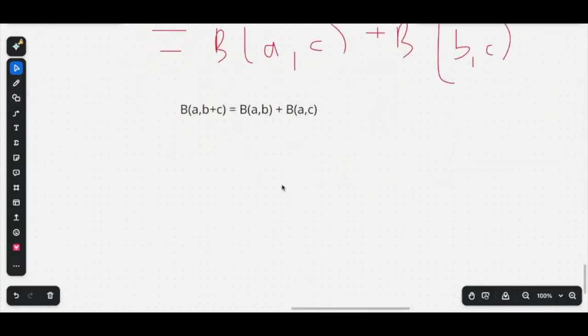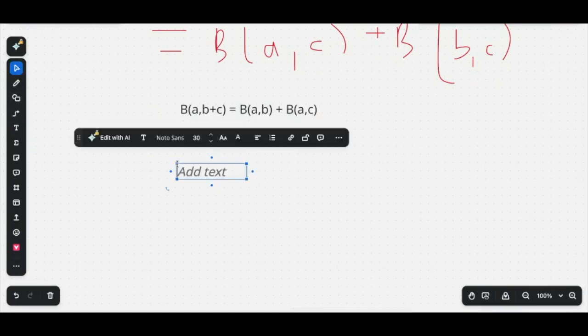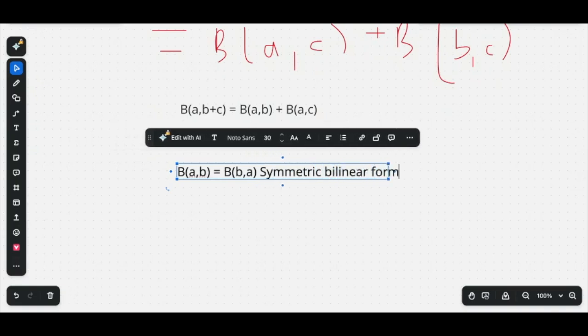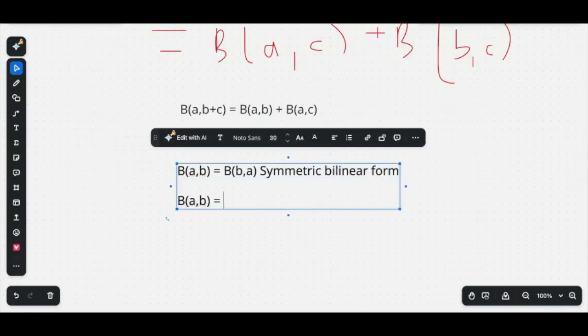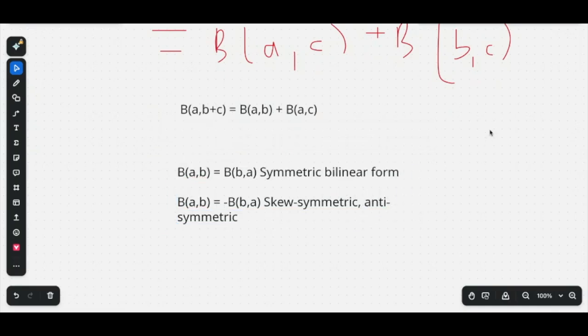Now let's look at if it is the case that B(A, B) is equal to B(B, A), then we call this a symmetric bilinear form. If B(A, B) is equal to negative B(B, A), then this is called skew-symmetric or antisymmetric, which is way more of a famous and used label. Okay. And so next, I will be using bilinear forms to define the symplectic group.